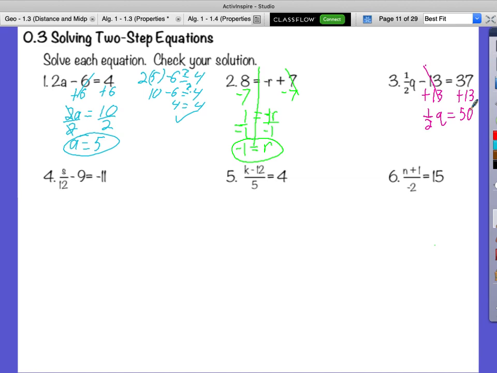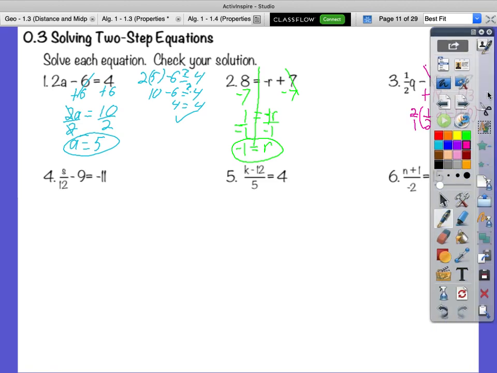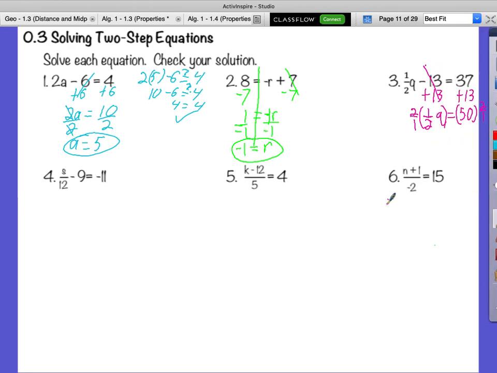Now, earlier in the page, we said, what do we do when we have a fraction in front? We multiply by the reciprocal, right? So multiply by 2 over 1 on both sides. Anthony, what happens with this 2 and this 2? You cross reduce, right? 1 and 1. So we just have 1 times q, which is just q.